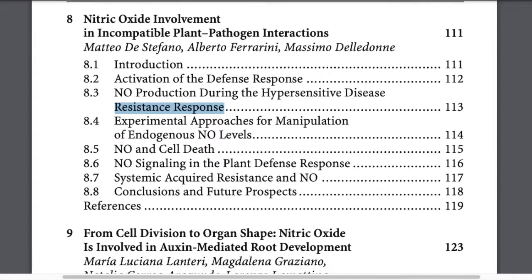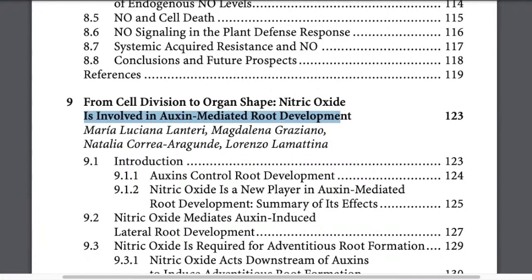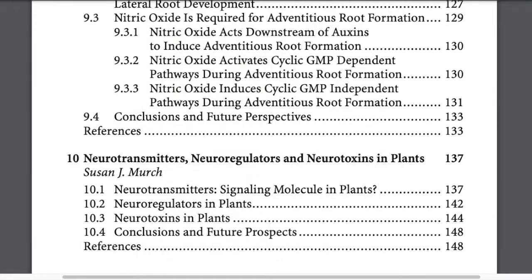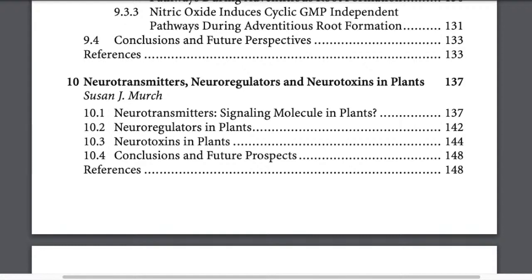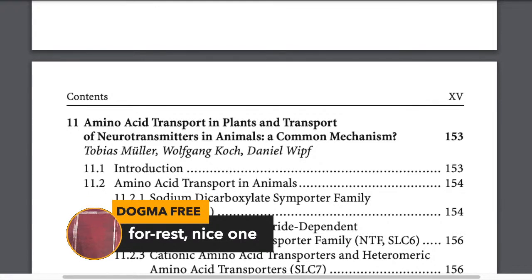So yeah, let's see what else we got here. Cell division to organ shape. Nitric oxide is involved in auxin-mediated root development. A lot about nitric oxide here. Neurotransmitters, neuroregulators, and neurotoxins in plants. That's right, some neurotoxins in some of the plants. Wow, this one looks interesting too. And it's a short chapter too, chapter 10. Yeah, it's a good one. Hey, forest. I guess get that one up here. Beautiful.